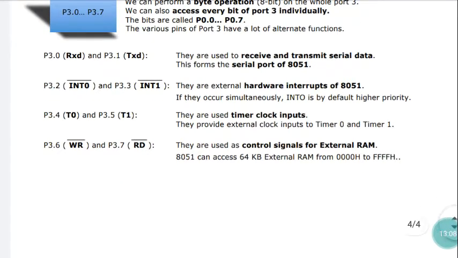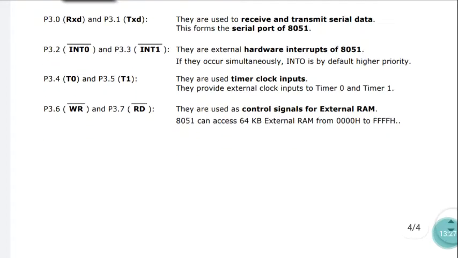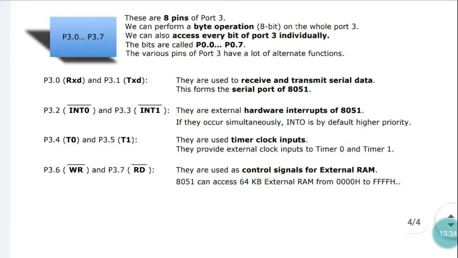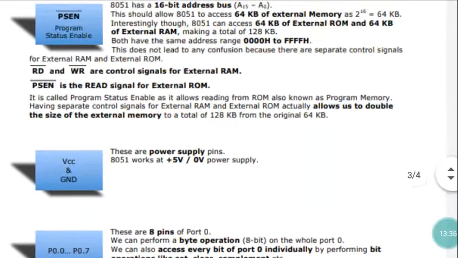Next again, write bar and read bar signals. These are the control signals for external RAM. I told already that write bar and read bar signals are generated on the pins P3.6 and P3.7. When these signals are generated, they access external RAM, not external ROM. 8051 can access 64 kilobytes of external RAM from 0000H to FFFFH.